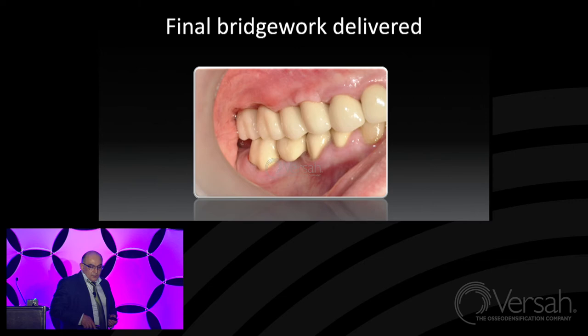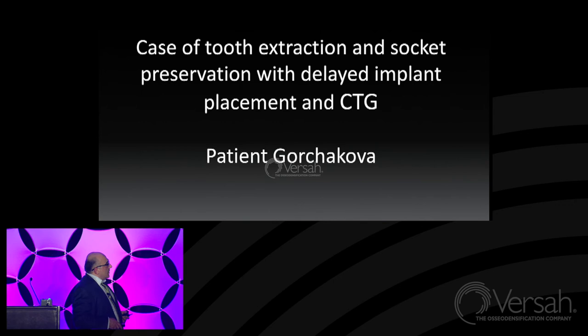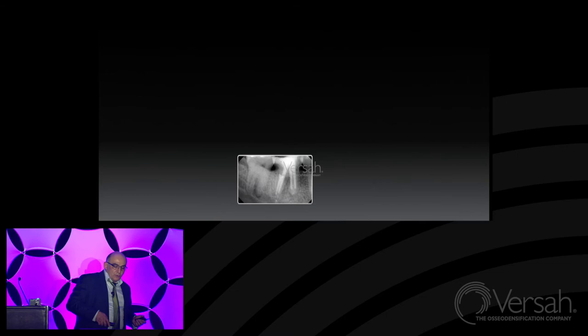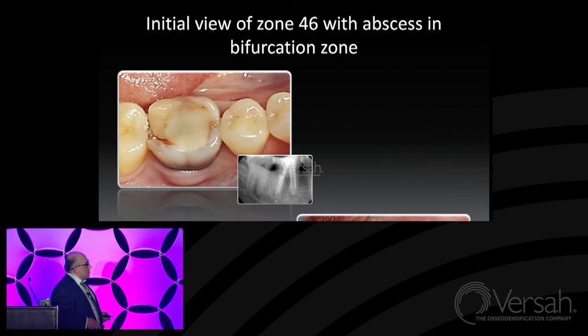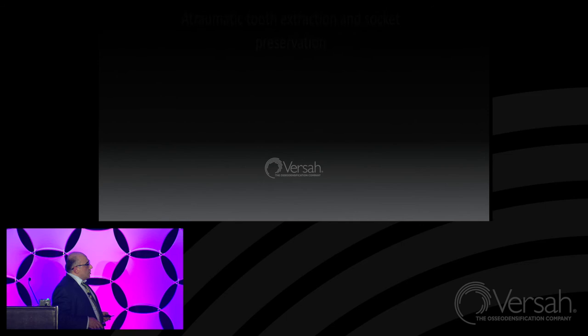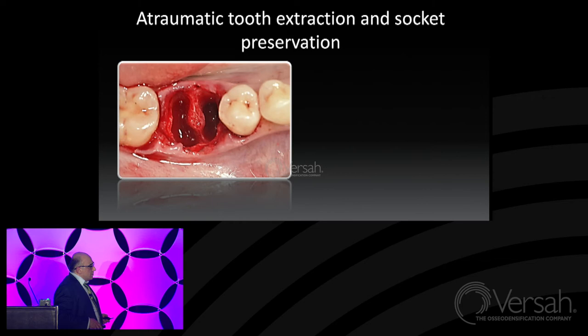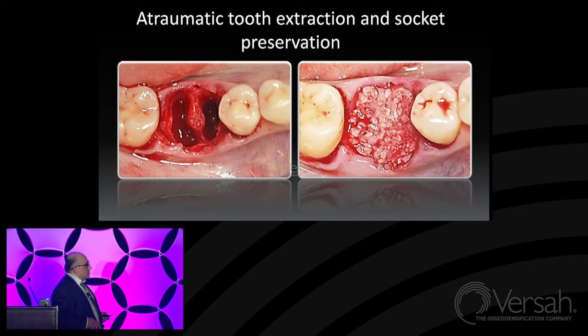So let's go ahead. One more case of tooth extraction and socket preservation with delayed implant and connective tissue graft. Here is the tooth which we are going to extract. Initial view. We have an abscess here in the zone of bifurcation. So we divide the tooth, the coronal part of the tooth, and very gently extract the roots. Here is what we have after extraction. Very thin bone in between the roots and deficiency on the vestibular side.